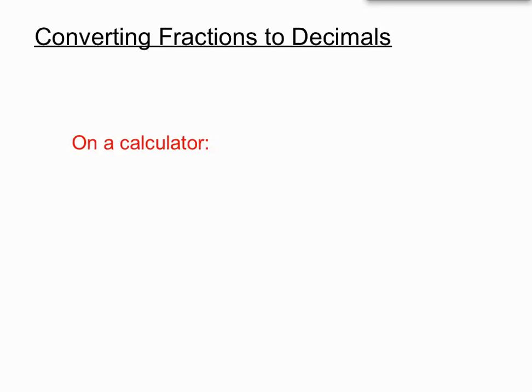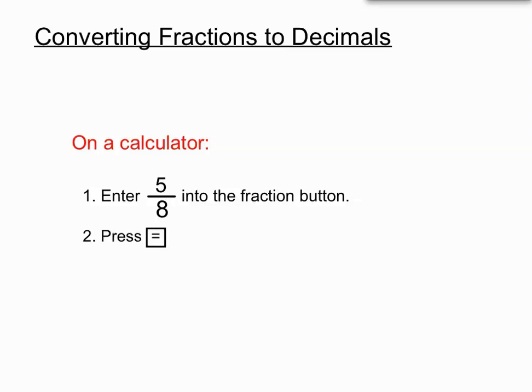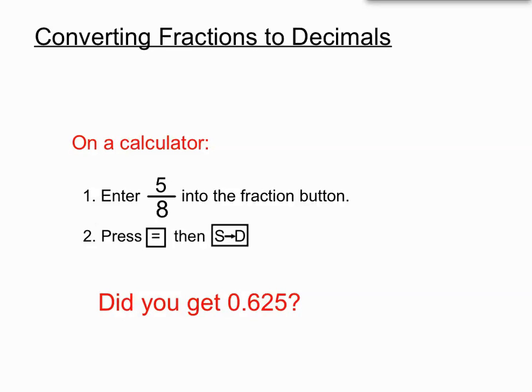And on a calculator, as usual, it's much easier. So we just enter 5 over 8 into the fraction button, and then we can press equals, and also then press S to D. That gives you the decimal version. So I'm wondering if you got 0.625 if you tried that for yourself. There is another alternative. Because the bottom of any fraction divides into the top, we could just do 5 divided by 8 and press equals and get 0.625 from that as well.